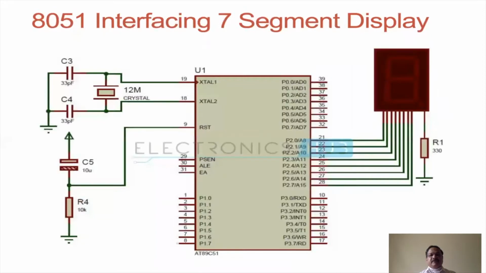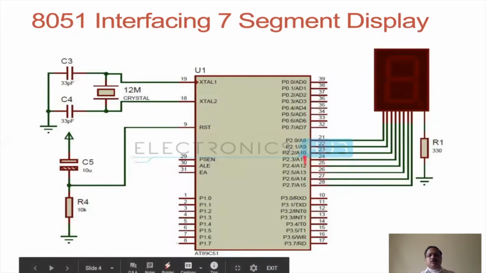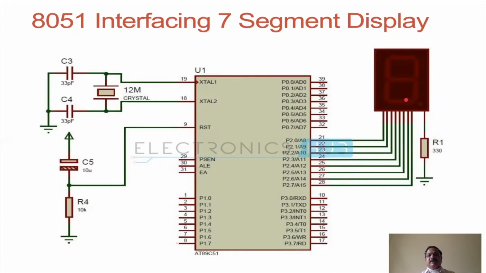Next, let us see how it is interfaced with the microcontroller. In the figure, the microcontroller port 2 is connected to the 7-segment LED display. Here you can see the 7-segment display, and these are the connections for all the 7 segments. The connection to the dot is grounded, and that is how by sending a low or high signal you can turn on or off that particular segment.